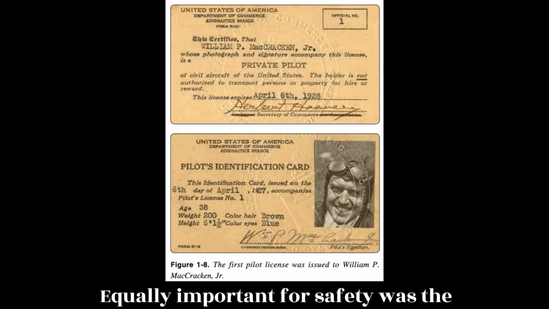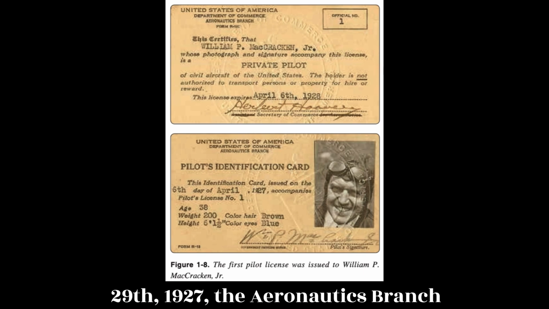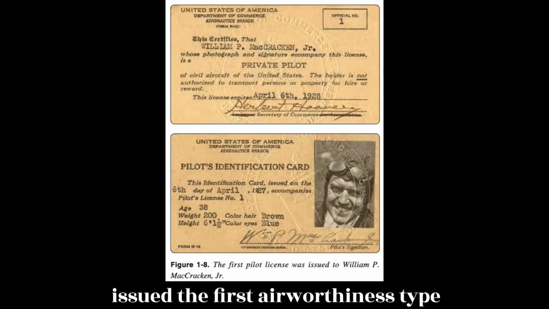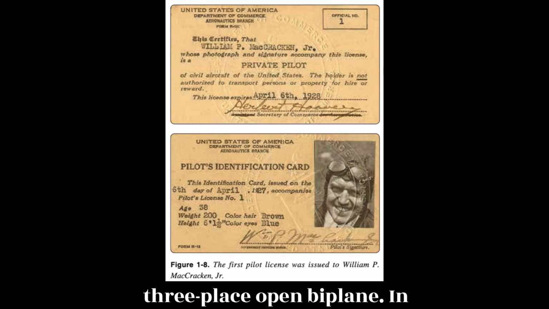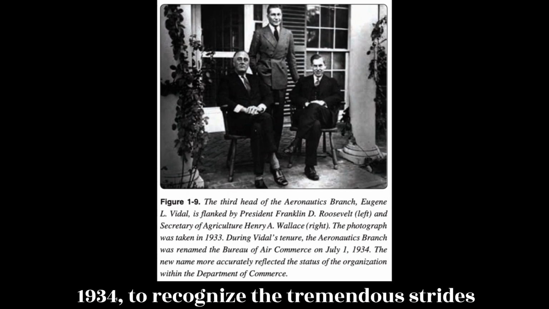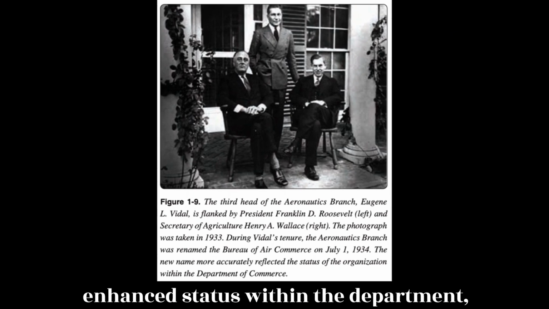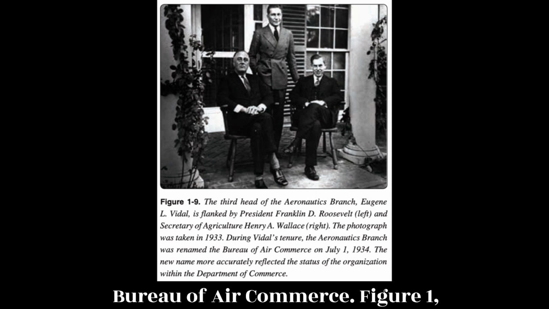Equally important for safety was the establishment of a system of certification for aircraft. On March 29, 1927, the Aeronautics Branch issued the first airworthiness type certificate to the Buell-Airster CA-3, a three-place open biplane. In 1934, to recognize the tremendous strides made in aviation and to display the enhanced status within the department, the Aeronautics Branch was renamed the Bureau of Air Commerce. Figure 1.9.